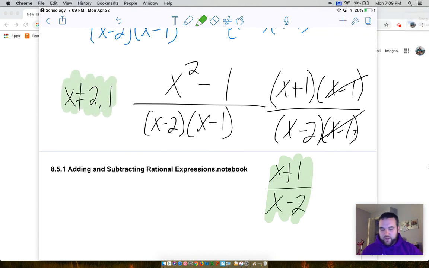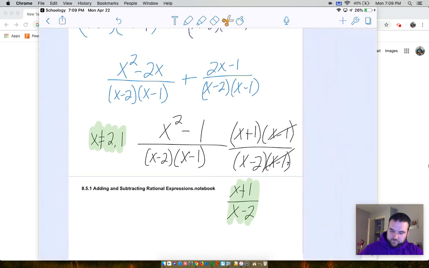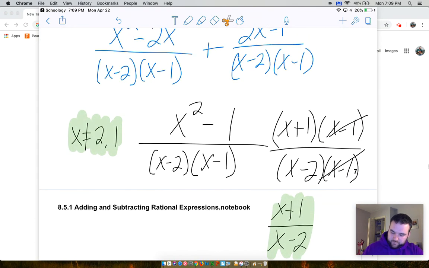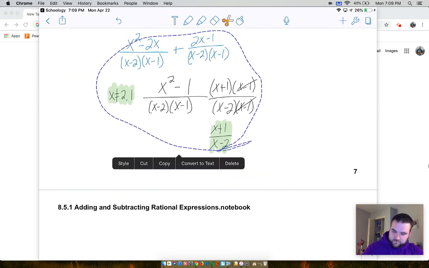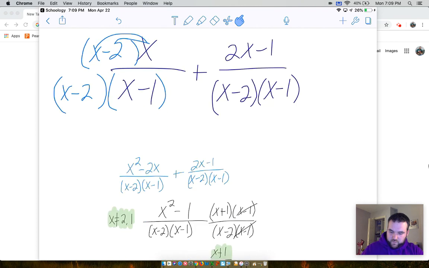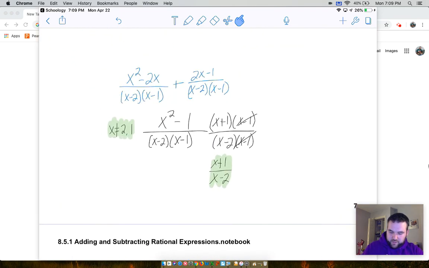And again, even though the denominator is only x minus 2, there are still those two values of x that it cannot be. Oh, that's nice. So there's where we end up.